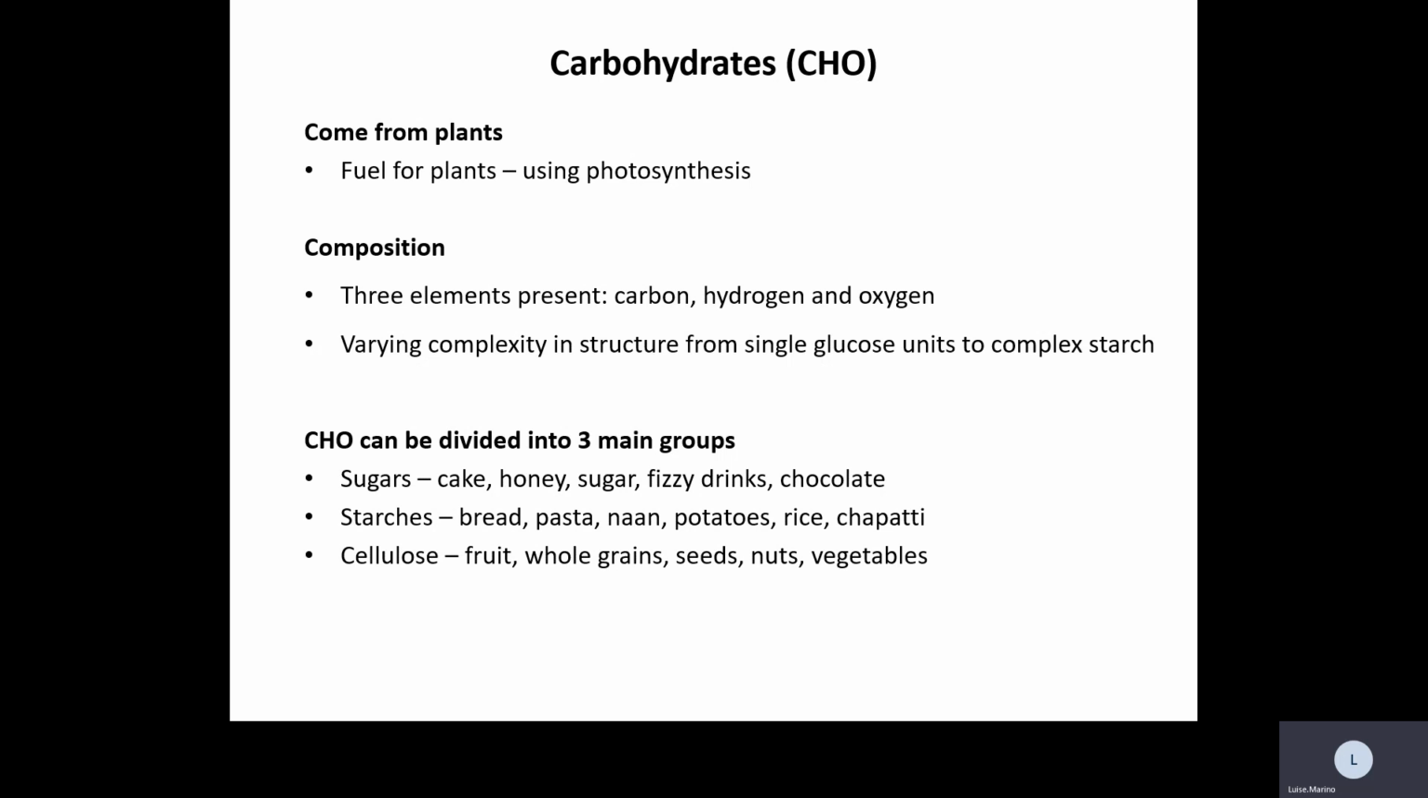Carbohydrates can be divided into 3 main groups. So there is sugars, such as cake, honey, sugar, fizzy drinks, and chocolate. So anything that's really sweet. And starches, so they're more complex: bread, pasta, naan, potatoes, rice, and chapati. And obviously starches vary in their complexity as well.